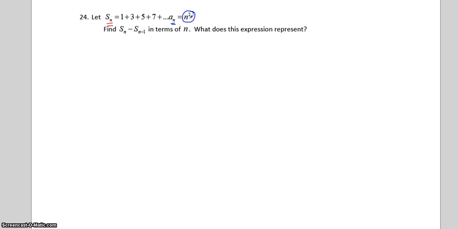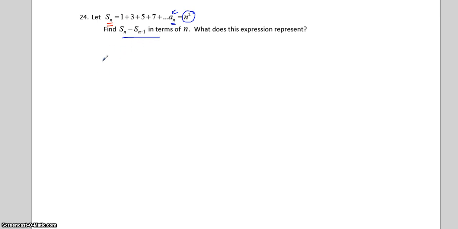That means S of n, sorry, n squared is the sum of the first n terms. Normally we think about giving a formula for the term itself. Here we have a formula for the sum. So the first thing here asks to find what S of n minus S of n minus 1 is.